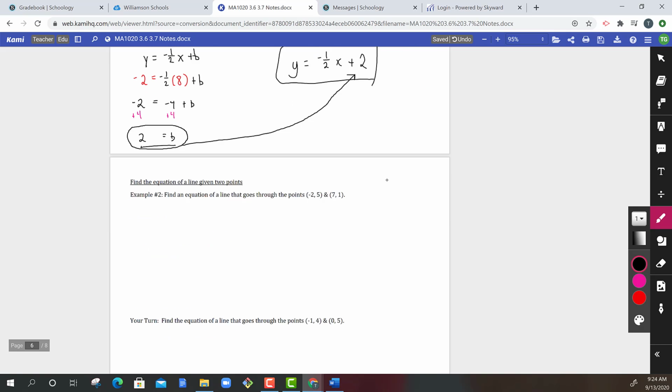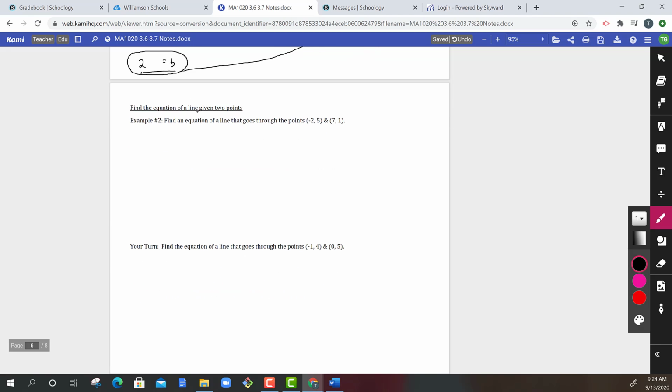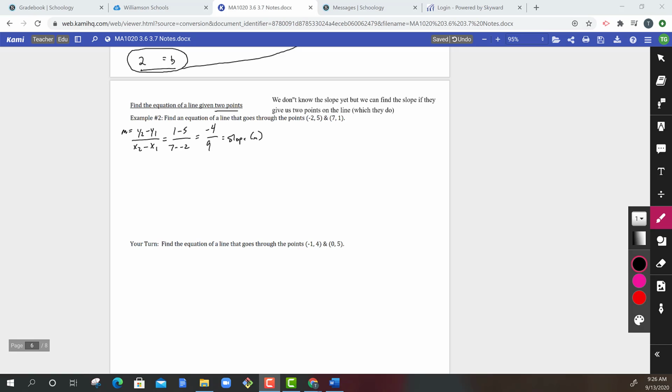One other type of problem you might see is find the equation of a line given 2 points. The only difference between this and the previous two problems is we do not know the slope. But we can find it if they give us 2 points on the line, which they obviously do. So if they give you 2 points, you can use the slope formula, which is y2 minus y1 over x2 minus x1. So there's the work to find the slope, and we get -4/9.